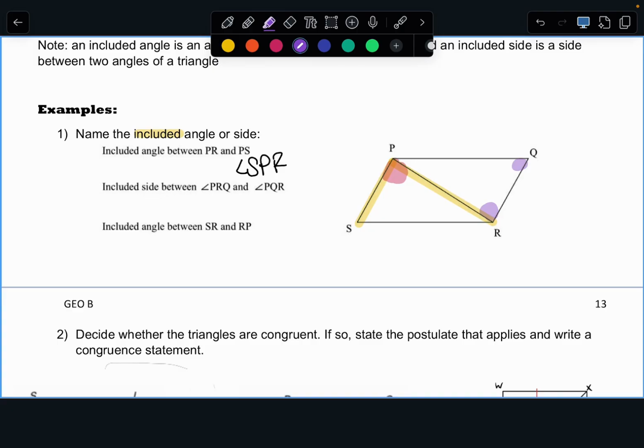What side, what segment is between those 2 purple angles? Yeah, QR right here, QR. So here, QR is the included side. It's between those 2 angles.